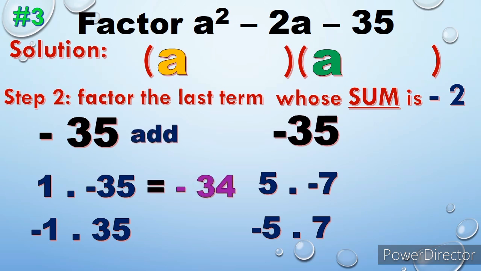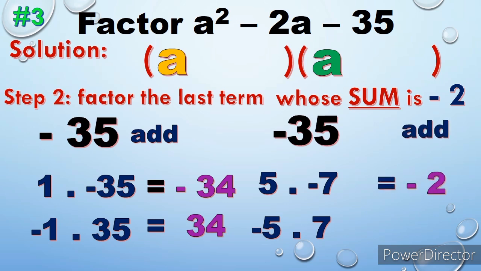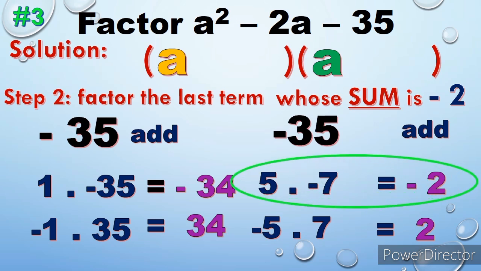Then we add 1 plus negative 35 is negative 34. Negative 1 plus positive 35 equals 34. The next, 5 plus negative 7 is negative 2. And then negative 5 plus 7 is positive 2. Okay, yung sum na hinahanap natin which is negative 2, under siya sa factor na 5 times negative 7. Okay, so yun yung gagamitin natin as factor. So it becomes a plus 5 and a minus 7.